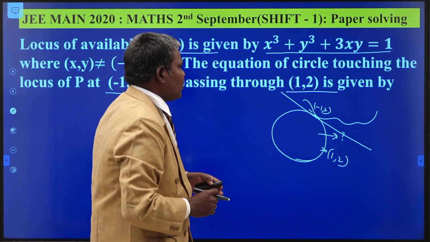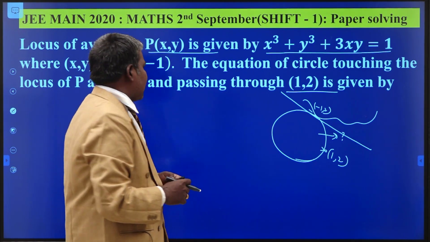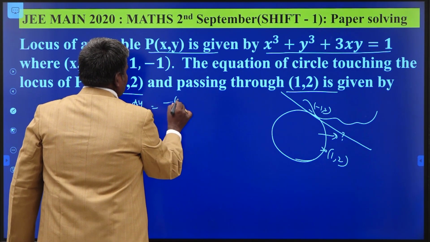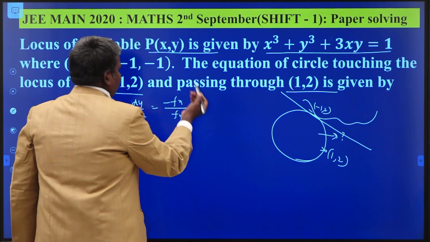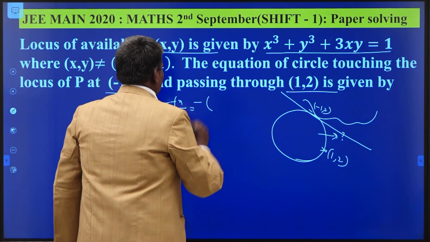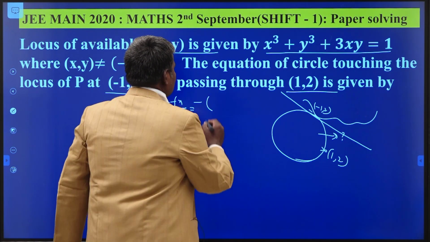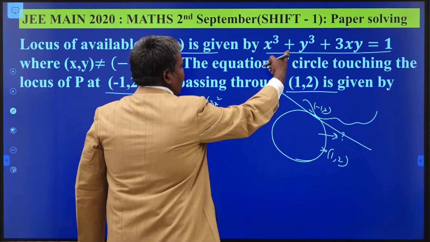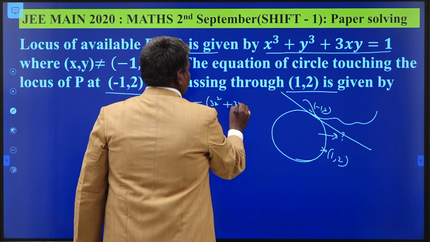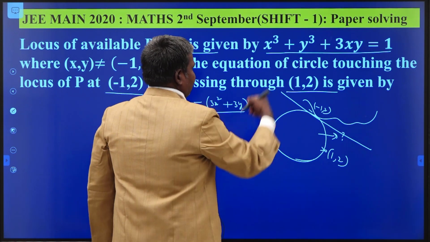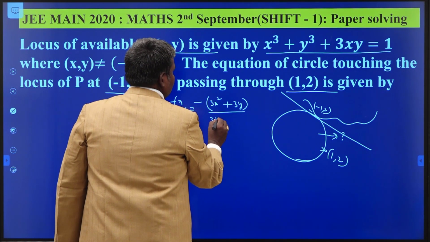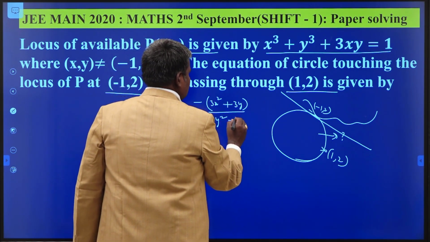dy by dx is equal to minus fx by fy, minus the partial derivative with respect to x divided by the partial derivative with respect to y. We obtain the slope, that is minus of 3x square, derivative of x with respect to x, the y term is 0, plus 3y, whole divided by, with respect to y, 3y square plus 3x.